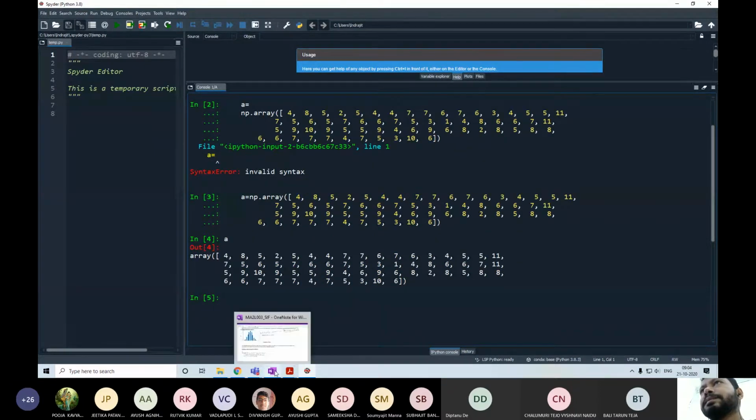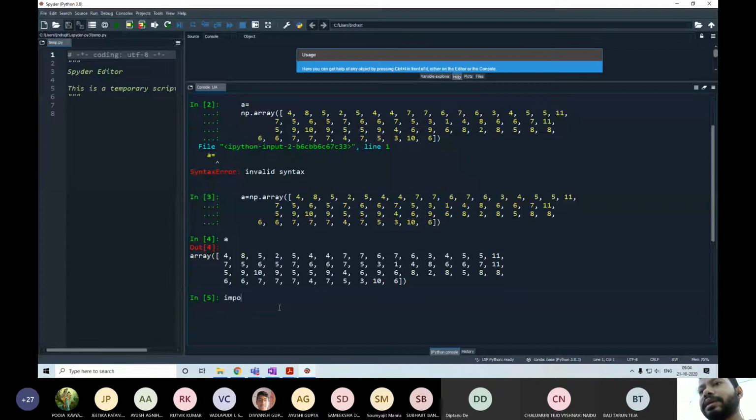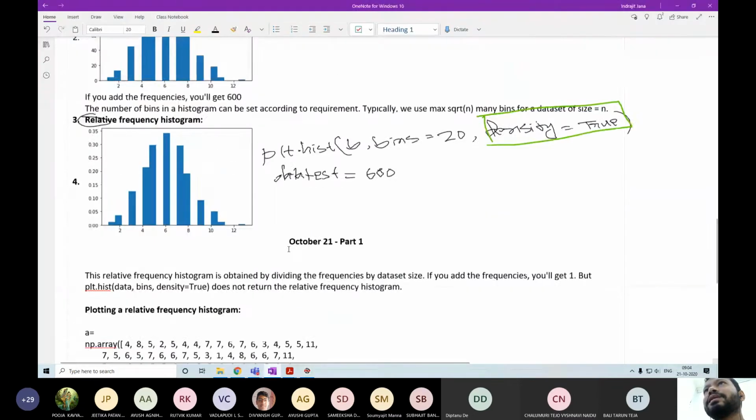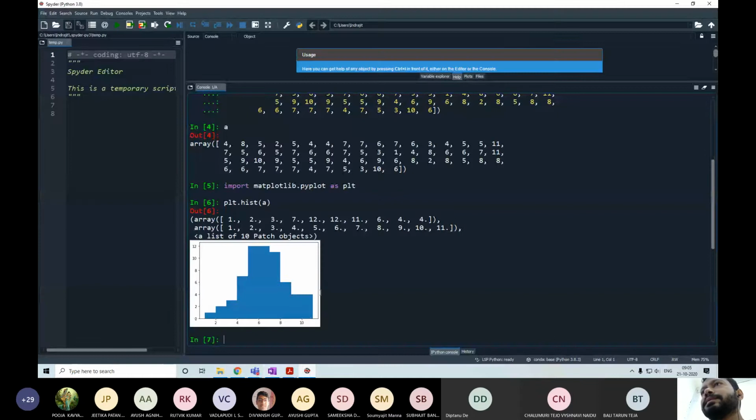Now, what would you like to do? If we do the histogram simply, before that, I need to import the plot library. So this will return me some sort of histogram. And this picture was seen here actually. This was input last time.